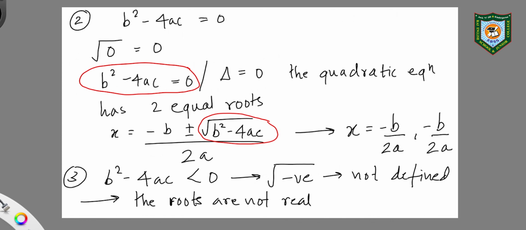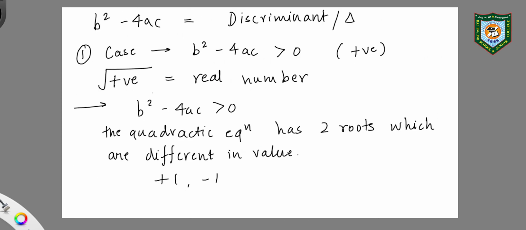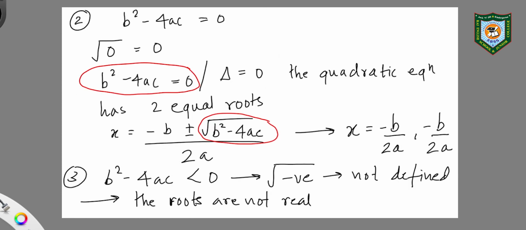If b square minus 4ac is greater than 0, that means my quadratic equation has two roots which are different in value. If b square minus 4ac is equal to 0, that means my quadratic equation is going to have two equal roots. And if b square minus 4ac is less than 0, that means the roots are not real.